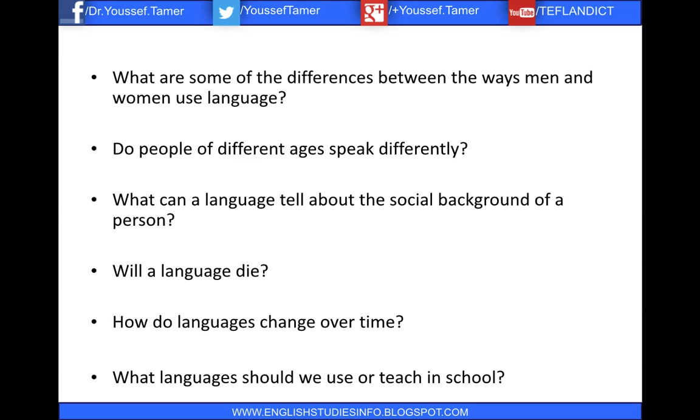What languages should we use or teach in school? This has to do with the language planning I mentioned in the beginning of today's lecture, as a continuation of the description of the syllabus that I presented last class. Why, for example, when you went to primary school, were you taught Arabic, standard Arabic, and then French, and then at a later stage, English?